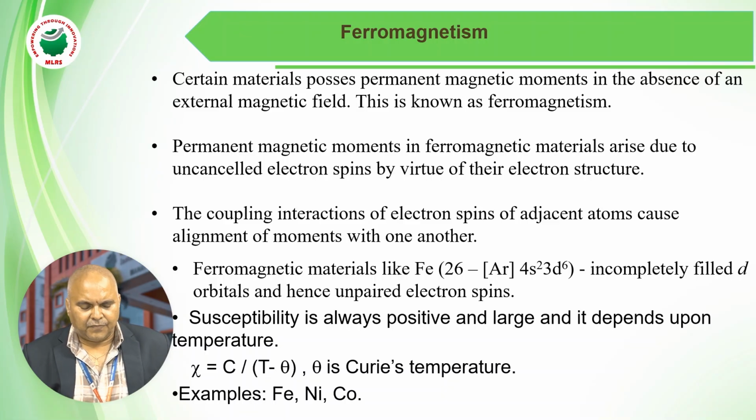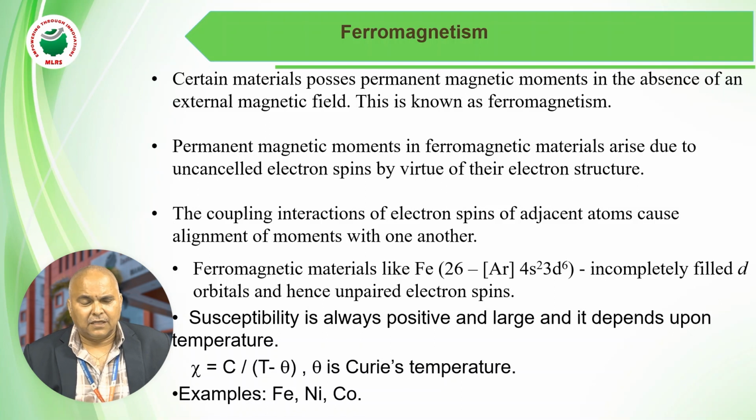Okay, so this ferromagnetic material depends on the uncompensated spins. That is, in the outer cell there is a number of electrons, and you will get more magnetic moment. Ferromagnetic material like iron has 4s2 3d6. In the d orbital there can be 10 electrons, but here there are only 6. So the other 4 will be empty, and due to these 4 valence electrons, you will get the magnetic moment.